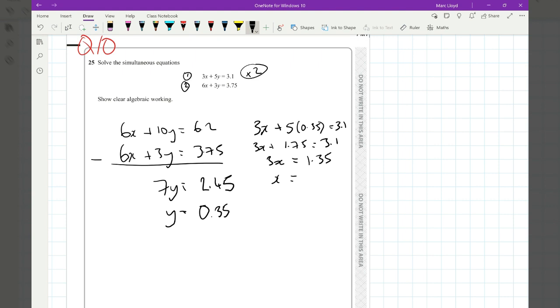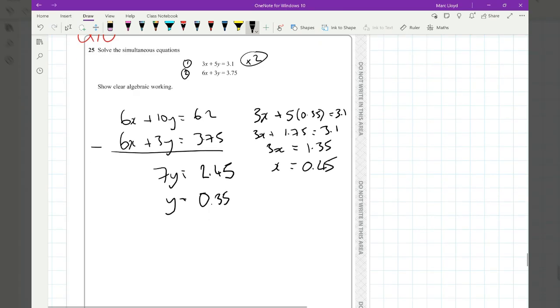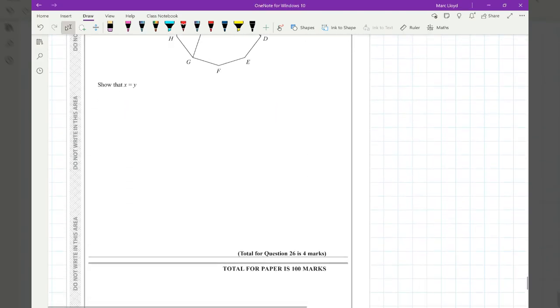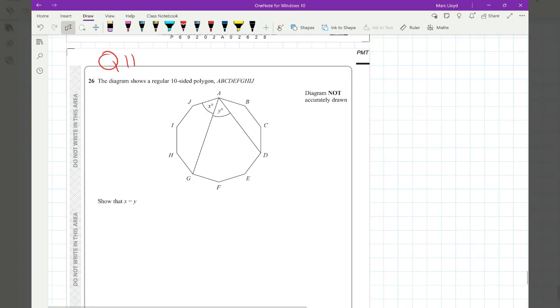If you know how to default the format to be decimal, I'd be so happy. Just let me know in the comments. But that is 0.45. Now this is normally where I'd say we're done, but actually there's another question in this one. Oh, and it's shapy, lovely. Okay, show that x is equal to y.